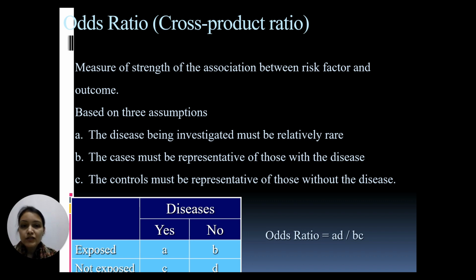Next is the odds ratio, also known as cross product ratio. It measures the strength of association between risk factor and outcome. It is based on three assumptions. First, the disease being investigated must be relatively rare. The cases must be representative of those with the disease. Controls must be representative of those without the disease. So we can find out the odds ratio with A into D divided by B into C.